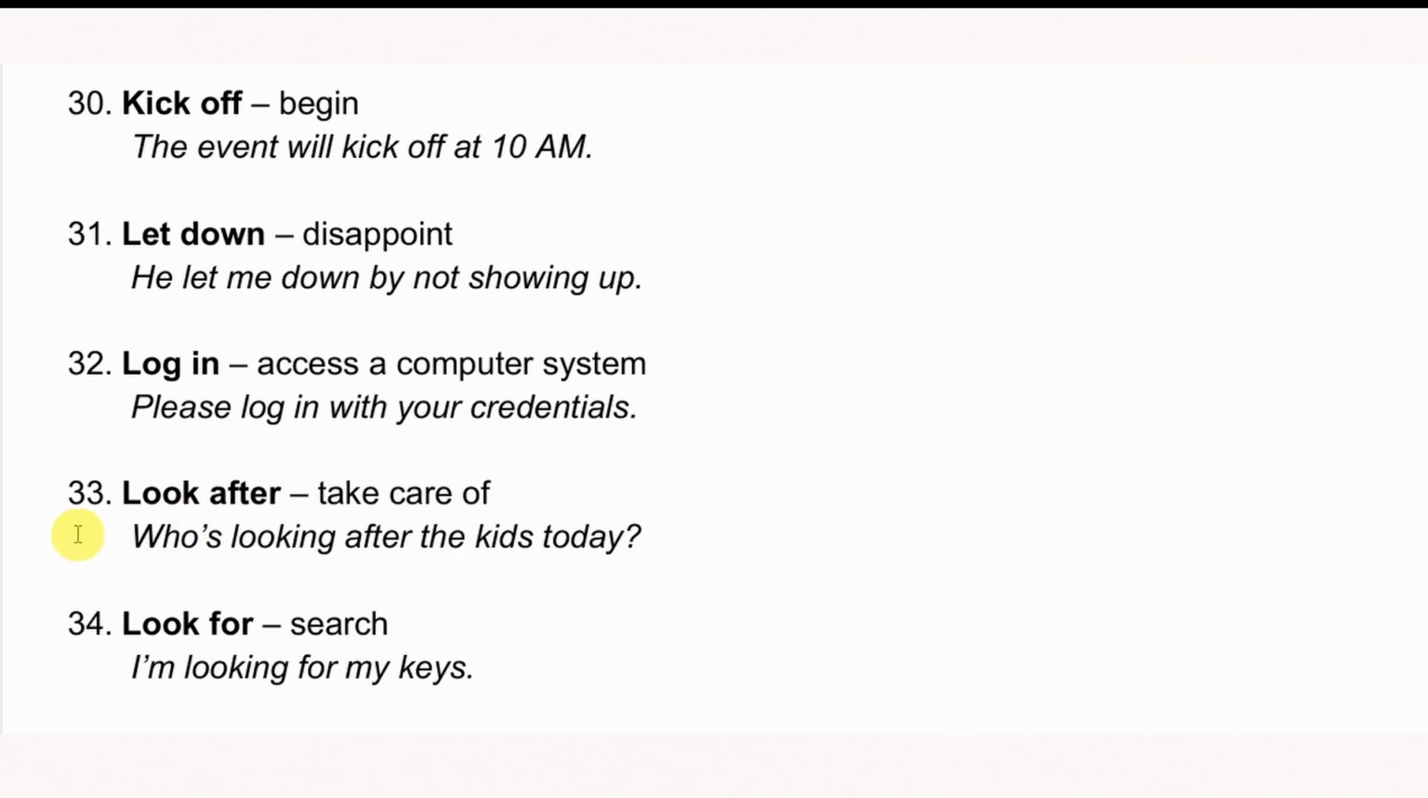33. Look after. We talked already previously about this look after, and we said that to look after means to take care of. Who is looking after the kids today? Means who is taking care of the kids today? Kids means children.